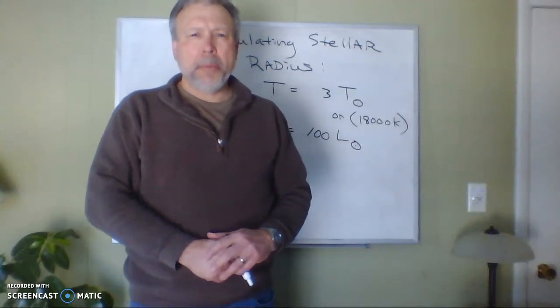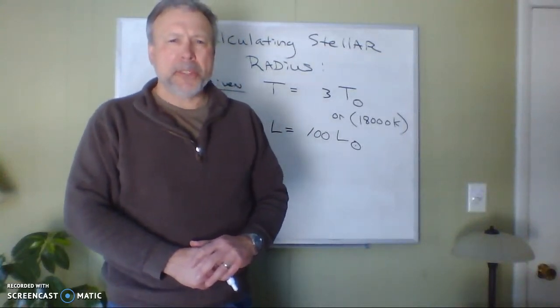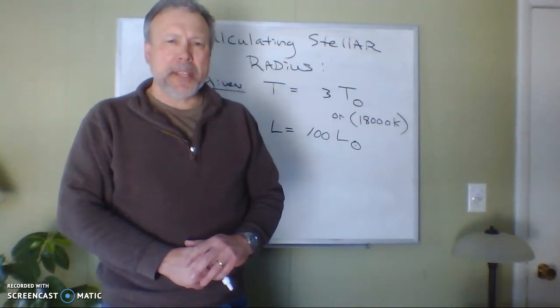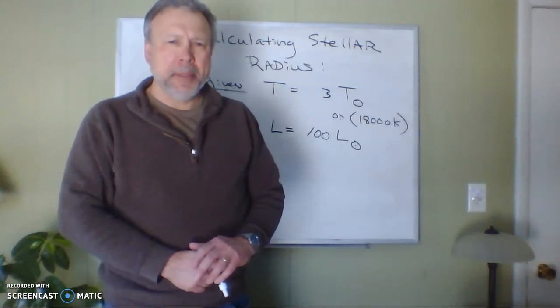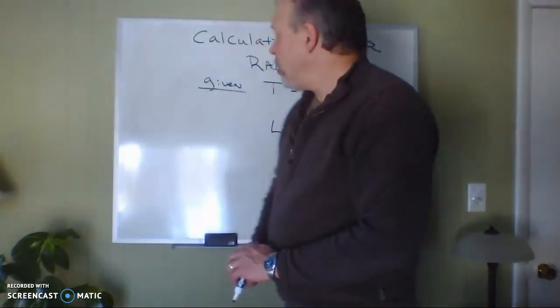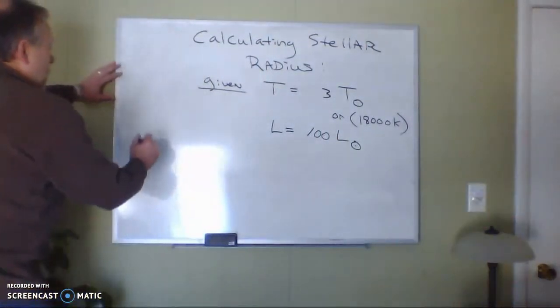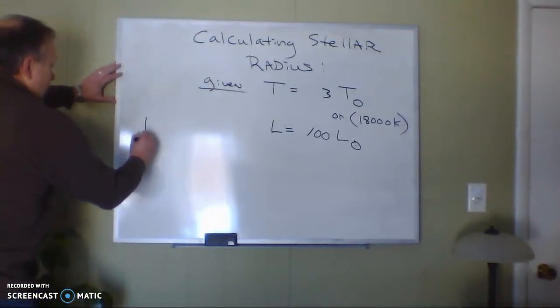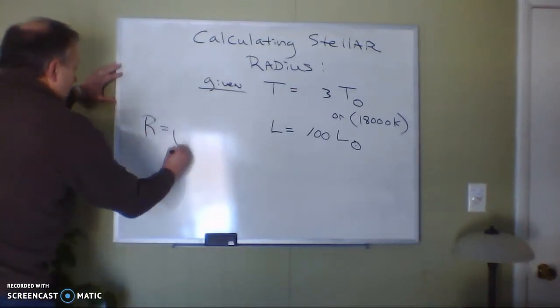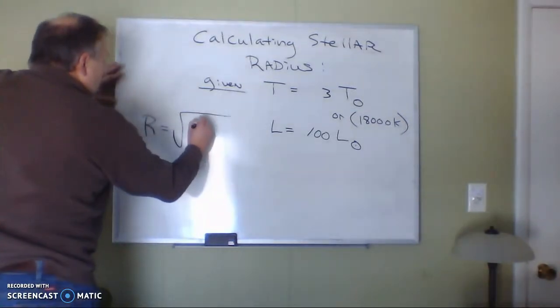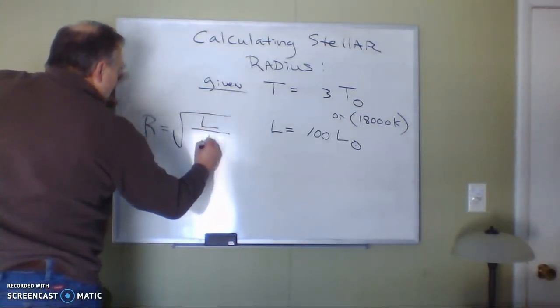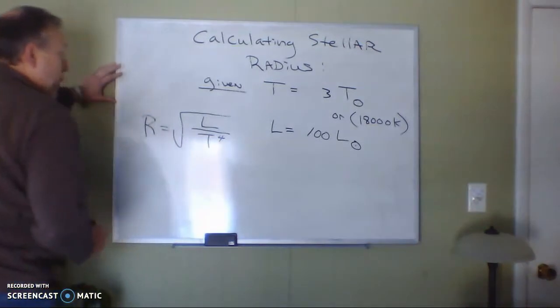Hello, in this problem we will calculate the size of a star given its temperature and luminosity. The relevant relationship that we're going to use for this problem is that the radius of a star is equal to the square root of the luminosity divided by the temperature to the fourth power.